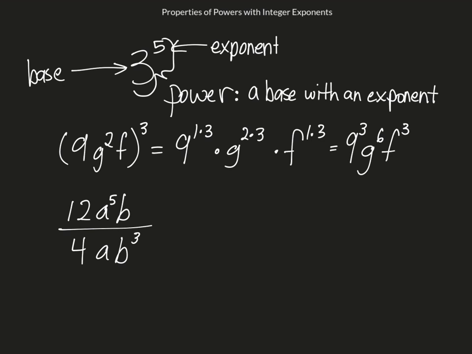And you'll have to read the directions. A lot of times they'll want you to multiply out that integer, so 9 cubed. So another way to write this one would be 729 g to the 6 f cubed.